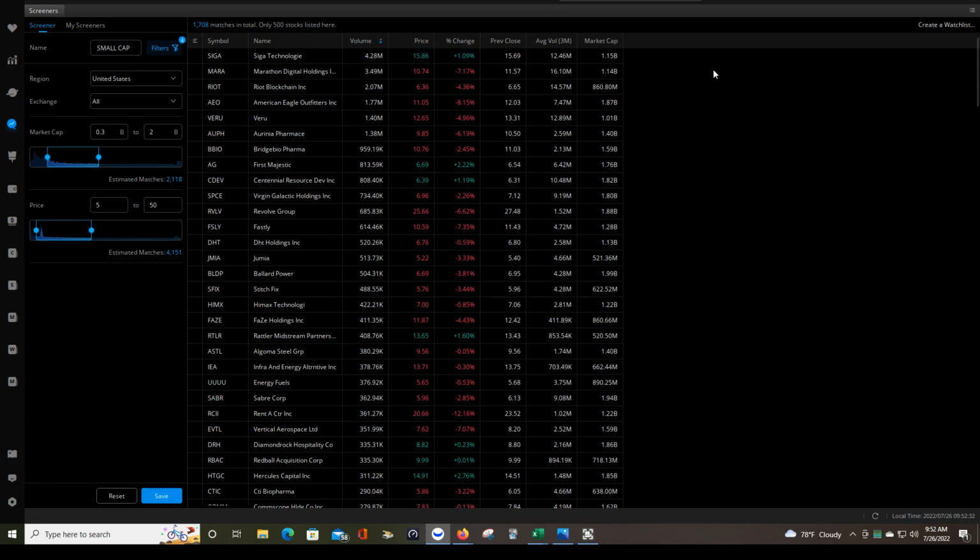So that's why we're using small caps, and that's why we can't just go and jump to any stock that's moving all of a sudden. We just don't know the probability of the outcome of the trade working for those stocks.